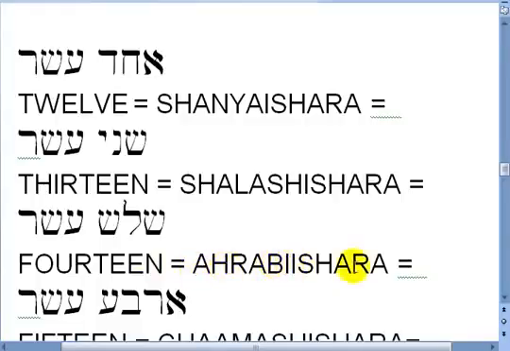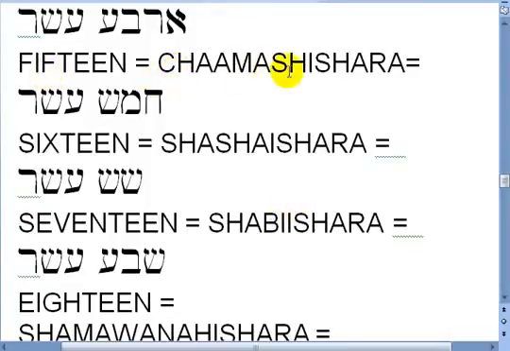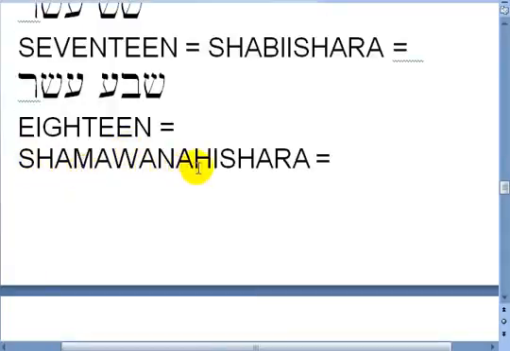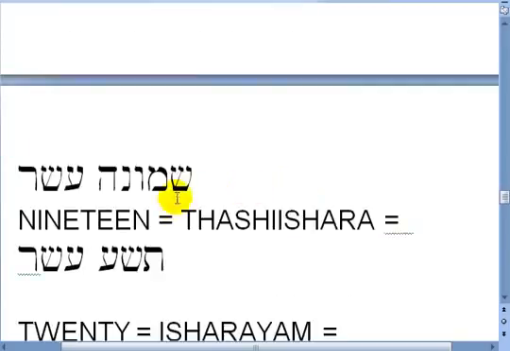14 is Arabai Aishara. 15 is Chamash Aishara, and if you go back up you'll see that 5 is Chamash, and then Aishara is 10. 16 is Shasha Aishara. 17 is Shabai Aishara. Shabai, which is 7, Aishara is 10. 18 is Shamawana Aishara. Shamawana 8, Aishara 10, which makes it 18. 19 is Thashai Aishara.